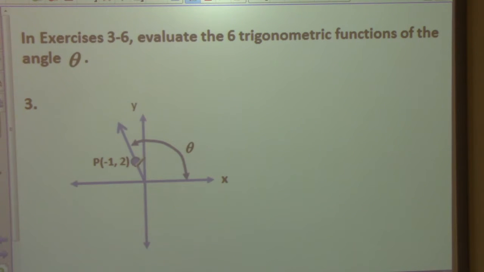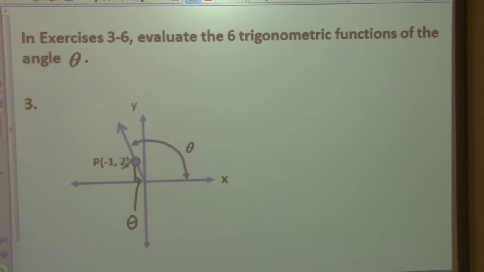We talked about reference angles in our last little Kahoot game. So you take this angle right here, it's kind of hard to see, that's going to be our reference angle. And so you find it by the difference between, in this case, 180 minus whatever this angle is in standard position is going to be our reference angle. And that's what we use.